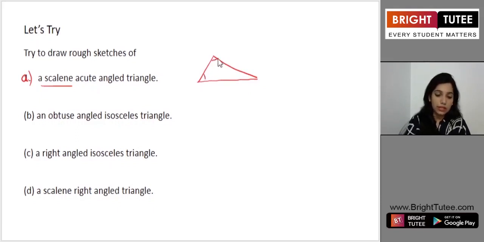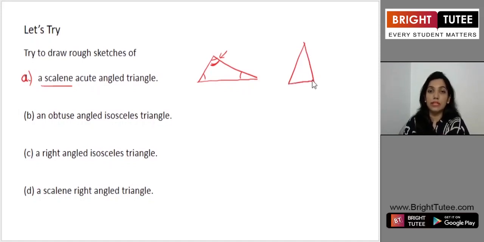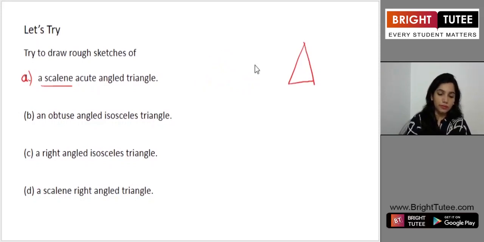Clearly you can see that I have tried to make all these angles less than 90. Or probably let's try again, because this one I think might end up being bigger than 90. So let me try again. Okay, so this one is definitely the scalene acute angled triangle. Because this is a rough hand drawing, when you are drawing, make sure that all the sides measure different. Now moving on to the B part.